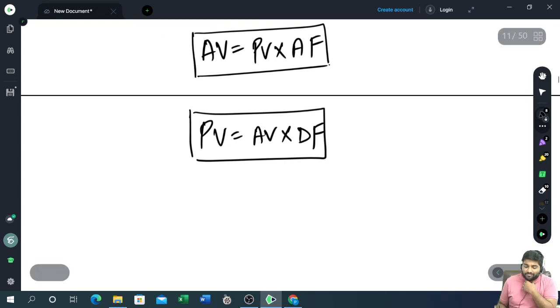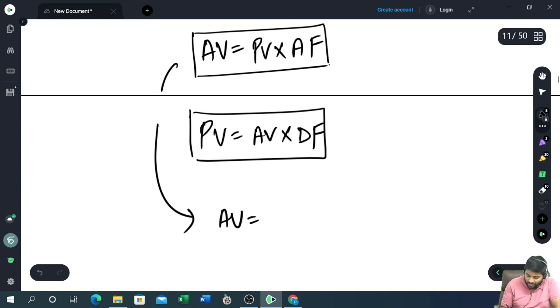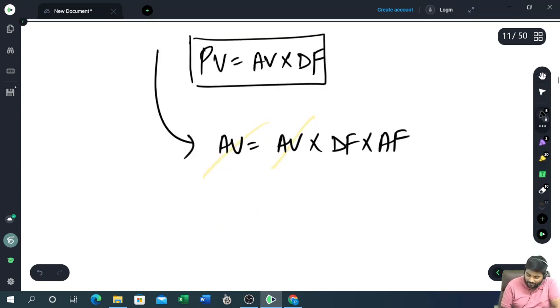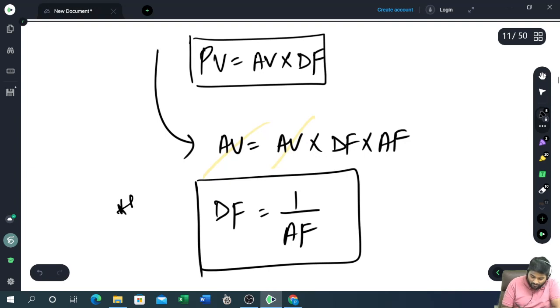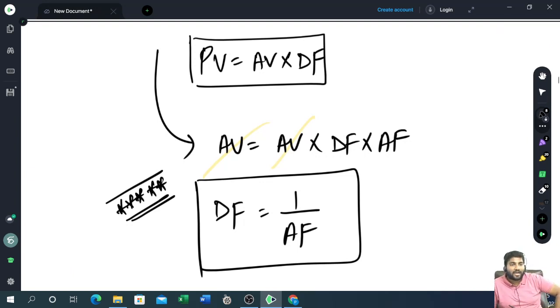From here, I want to derive something. Now, I want to write PV in this equation. So, what can I say? AV is equal to AV into DF into AF. AV, AV cut. So, what can I say? DF is equal to 1 by AF. So this is a very, very important relationship. There is an inverse relationship between discounting factor and accumulation factor. Discounting factor is 1 by accumulation factor, and accumulation factor is 1 by discounting factor. Okay?